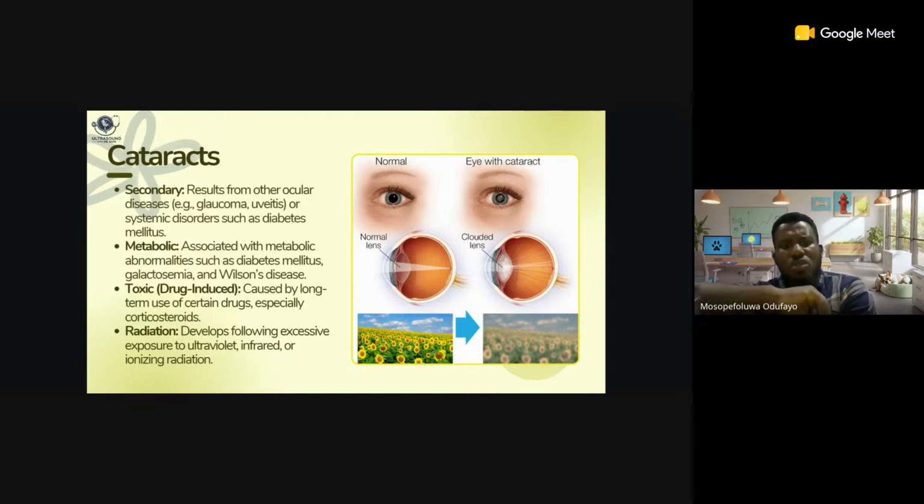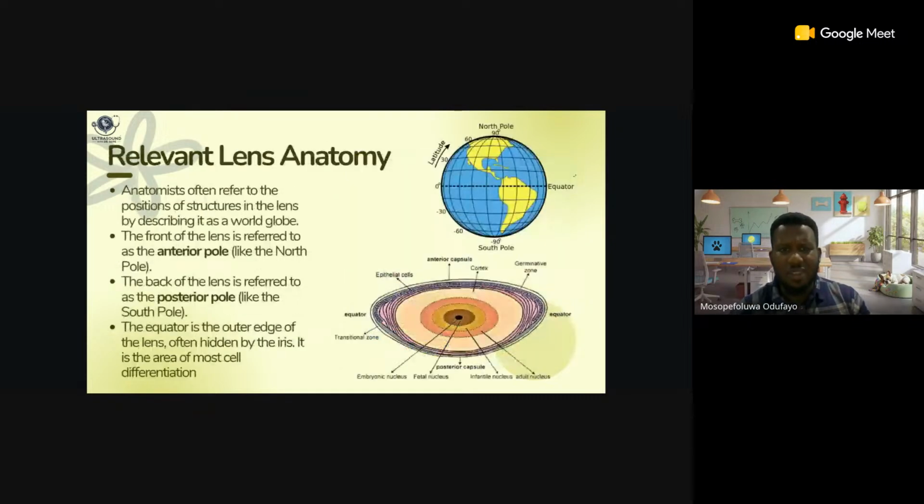Then there could be drug-induced or toxic cataracts because of certain drugs like steroids. Remember we mentioned steroids before. And then radiation cataracts, for example, exposure to ultraviolet light, infrared, or ionizing radiation. So all of this could cause cataracts.